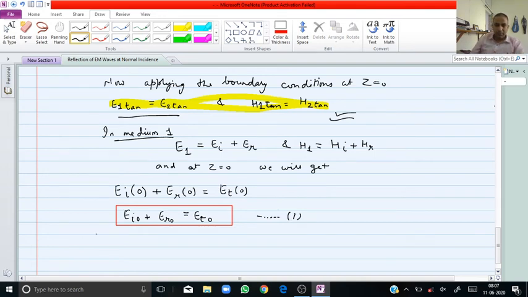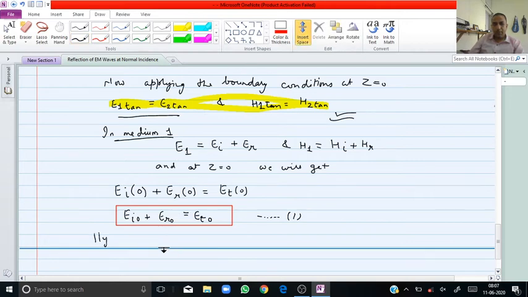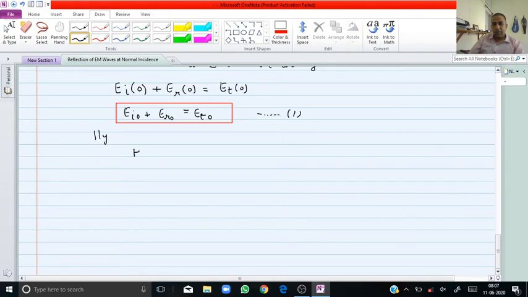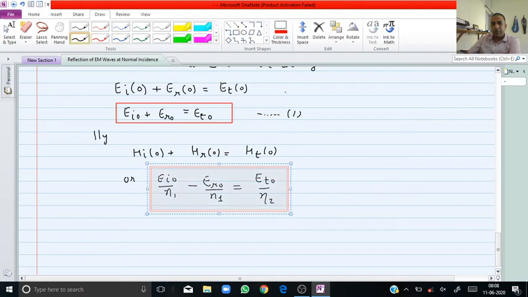Okay, similarly we can have H I naught plus H R naught equal to H T naught, and this will be equal to, if we put its values, then E I naught divided by eta 1, because the maximum amplitude of H I naught is this part, minus, because it has a minus sign in the above equation, you can see from there, E R naught divided by eta 1, equals E T naught divided by eta 2. Okay, assume that this is equation number 2.